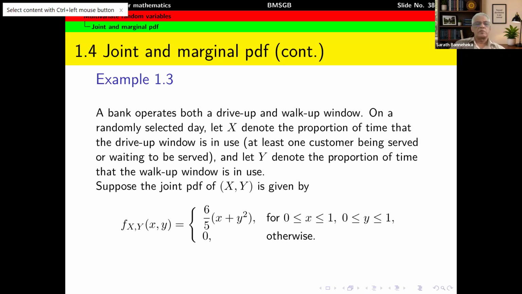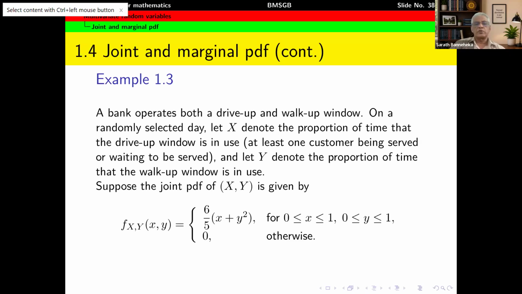It's not clearly mentioned in the problem. This is again not coming from the course book. I have taken this one from some other book. Right. So what you get at is actually you can look at the total time that the drive up window and the walk up window were in use, and then out of that time, what is the time the drive up window was being used, and thereby you can get the proportion.